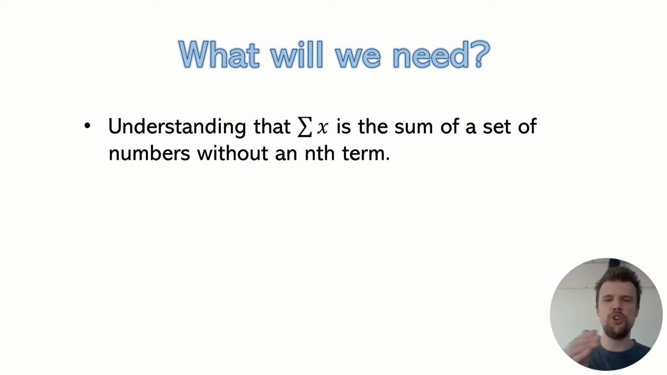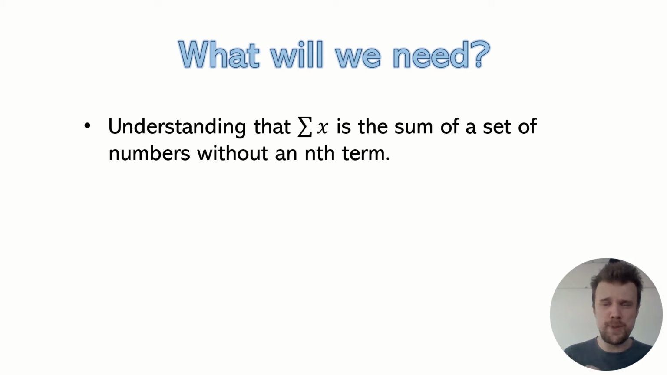I'm assuming you've got knowledge of sigma notation. If you see sigma x, it means the sum of x. And x is representing a set of numbers, a data set, a list of numbers, if you will. And that can be any random set of numbers you like. Those are just the numbers we are finding the standard deviation for in this particular scenario.